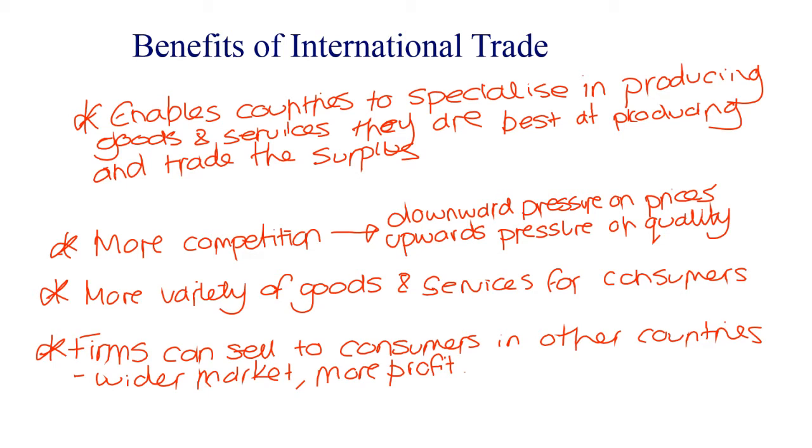So why do we engage in international trade? Well, it enables countries to specialise. This is way back when we started the course in microeconomics. It enables any country to specialise in producing goods and services that they're best at, and trade the surplus that they make for products that they're not very good at producing.